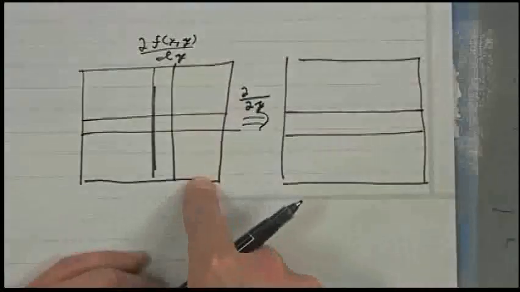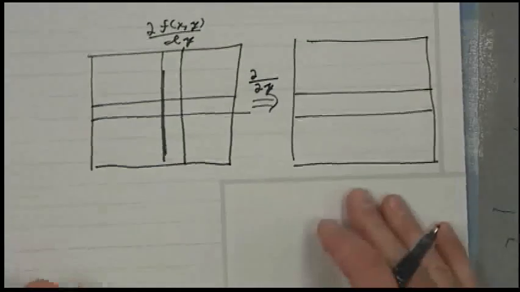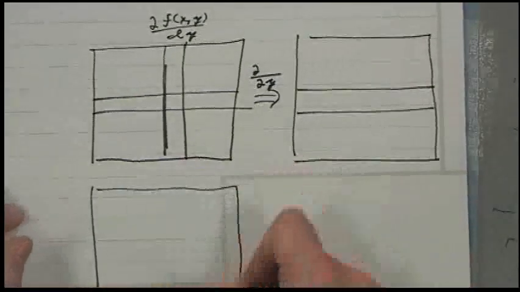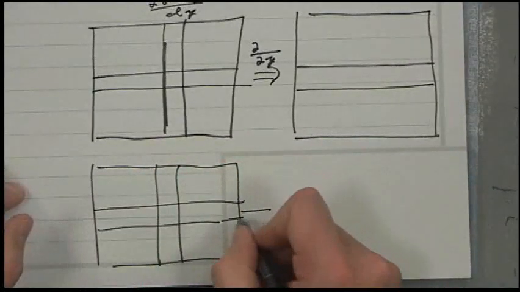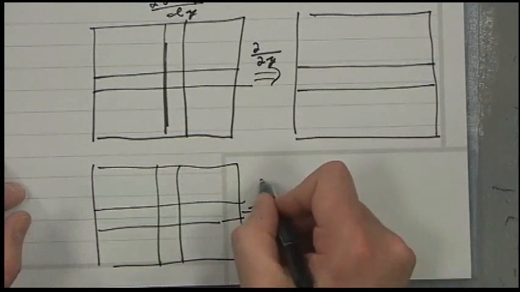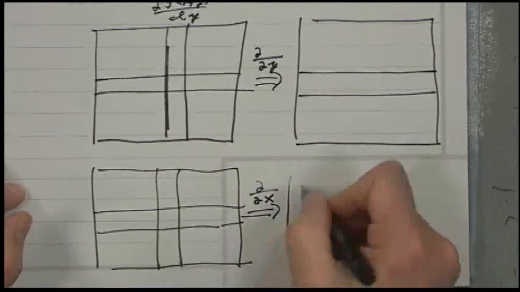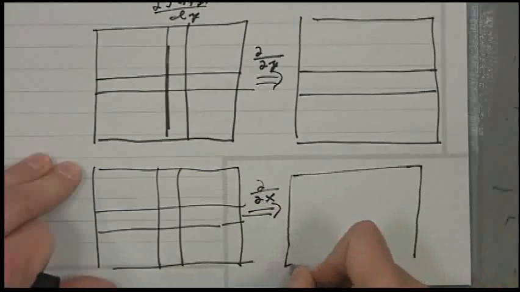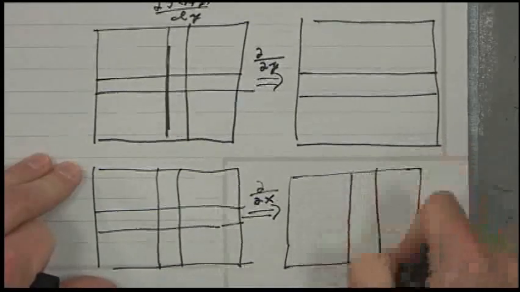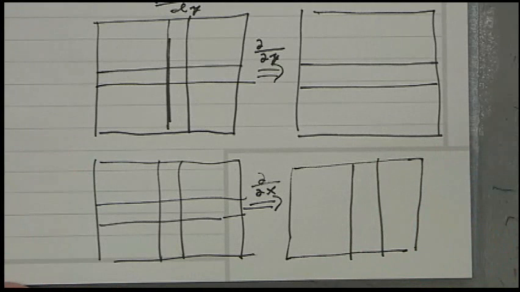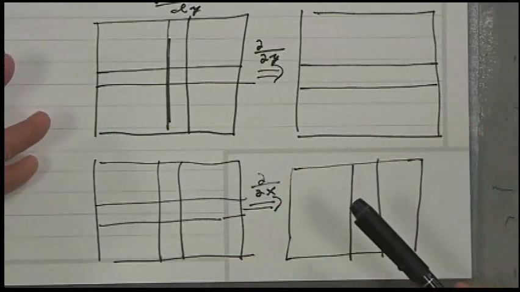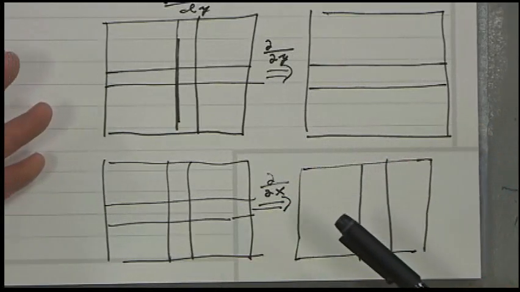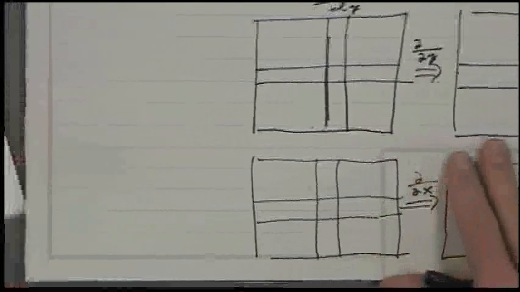Differentiating along the y direction detects horizontal edges. Differentiating the same image along the x direction, dx, you get vertical edges, right? So if this gives you horizontal edges and that gives you vertical edges, the obvious thing to do is put them together, okay? So what you could do is this.